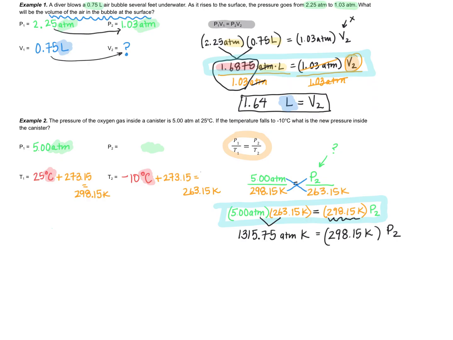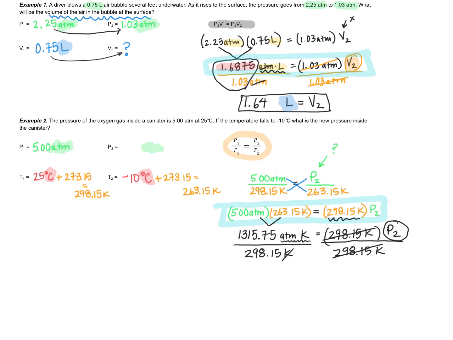So first I did that multiplication. Notice I have both my units written and I multiplied them just like I did previously. Looks a little bit weird. There's no such unit as ATM times Kelvin, but that's what it looks like for right now, because now we're gonna divide both sides by 298.15 Kelvin so that that'll cancel and then we'll have P2 all by itself.